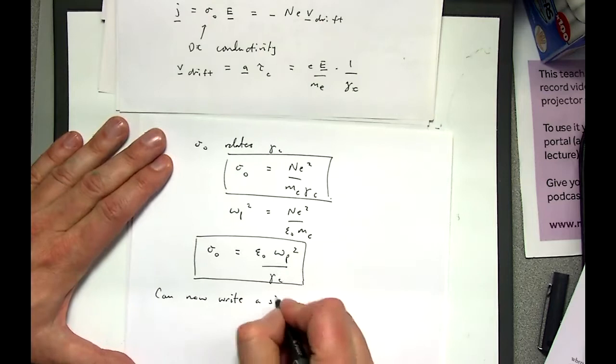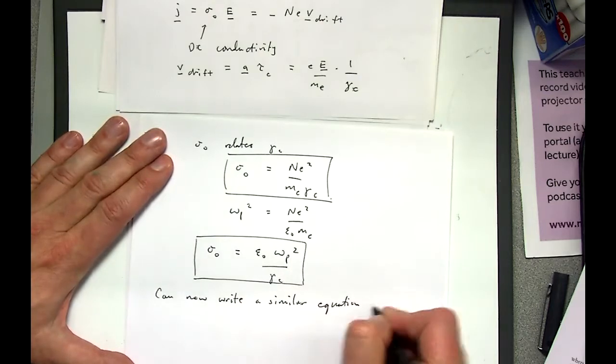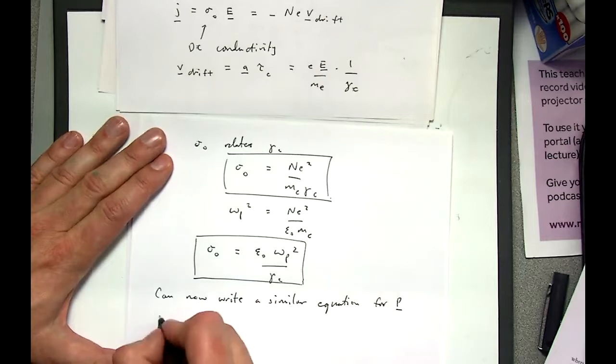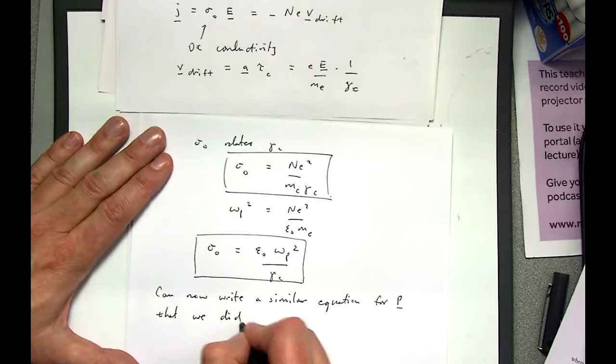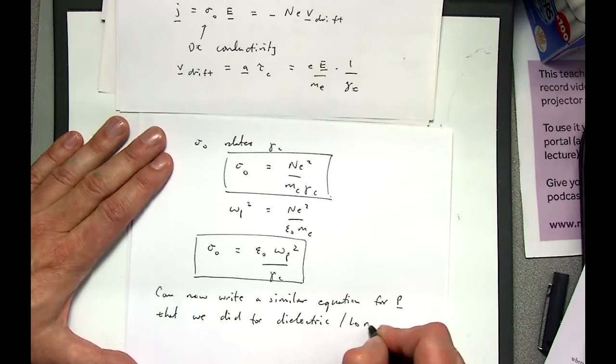Write a similar equation for the polarization P that we did for the dielectric model. We also called it the Lorentz model, didn't we?